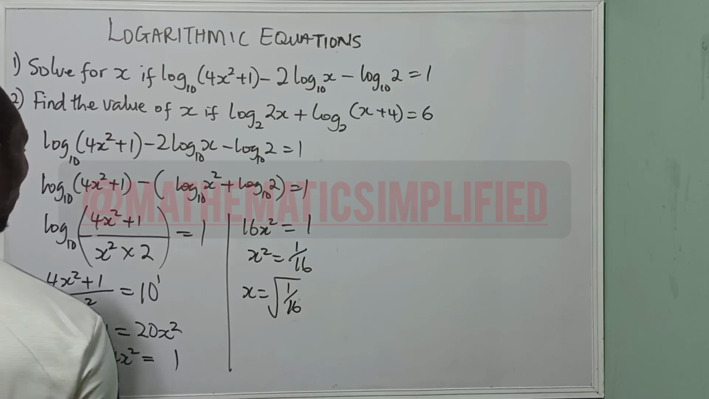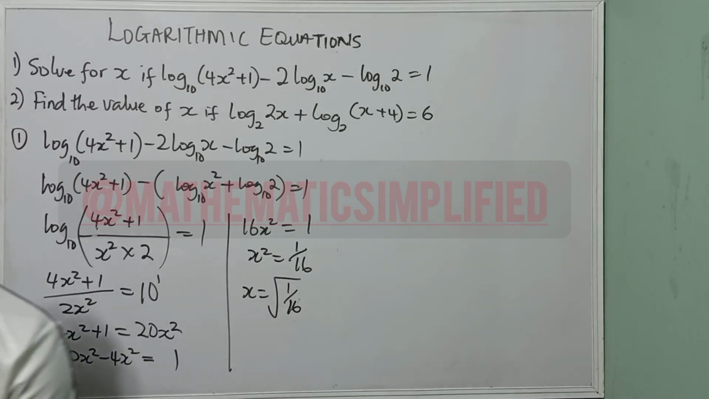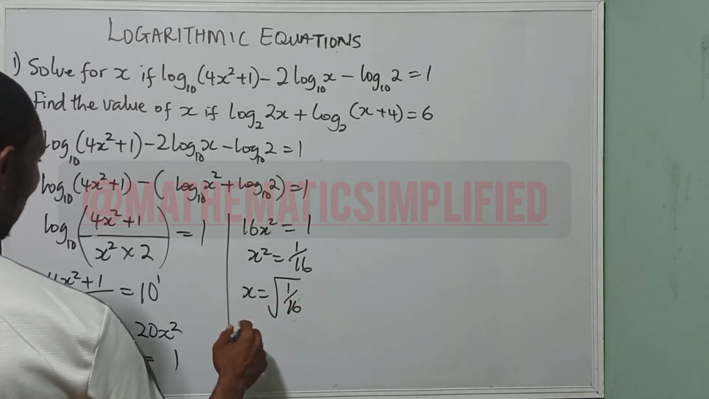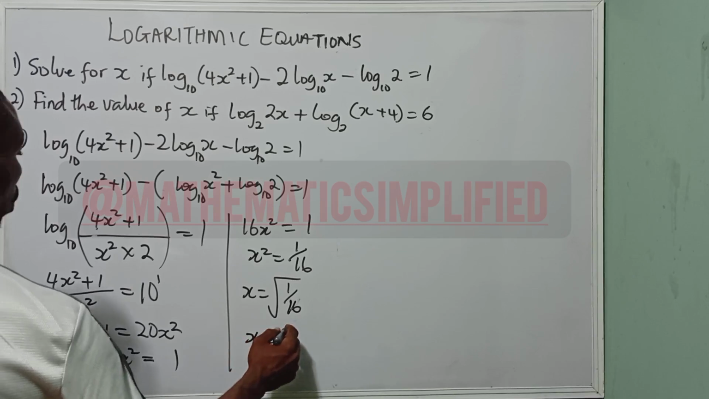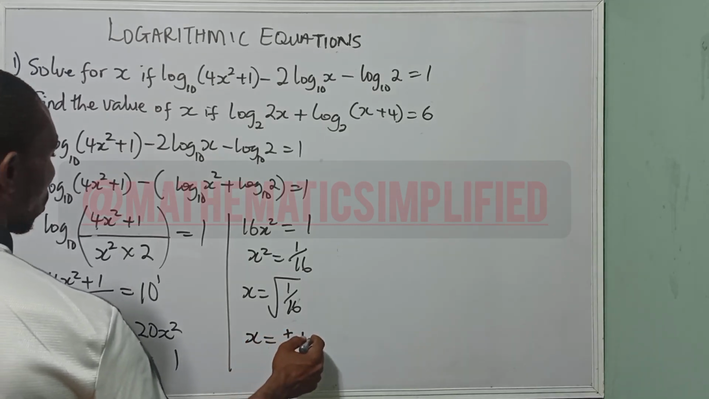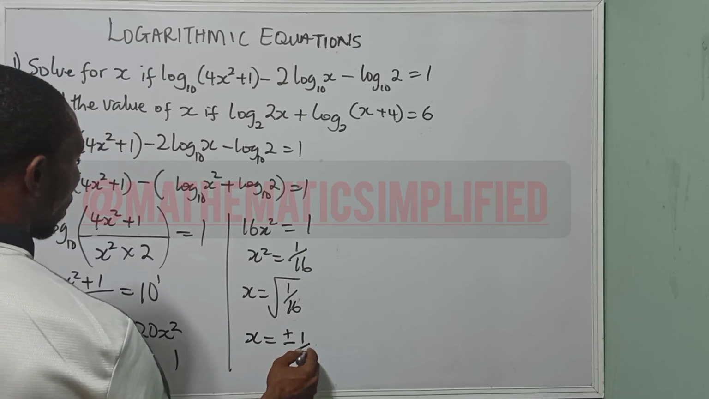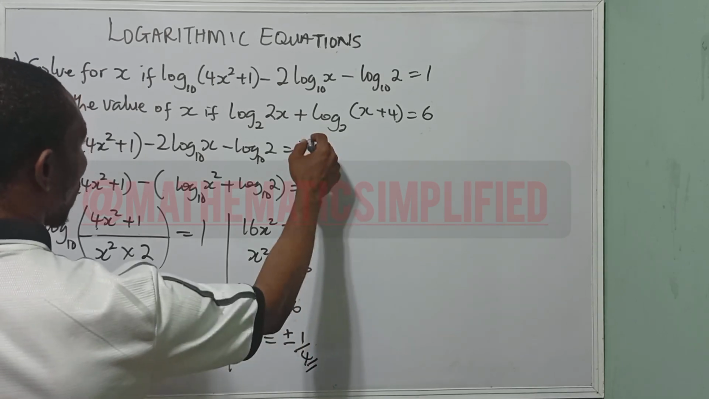Alright, root 1 over 16. So root of 16 will give us 4, so x equals plus or minus 1 over 4. That will be the value of x.